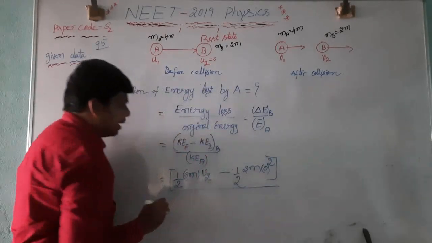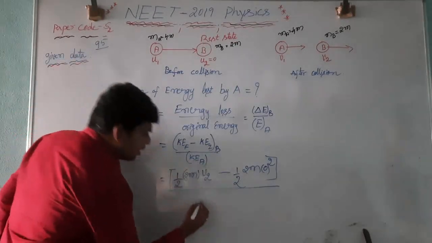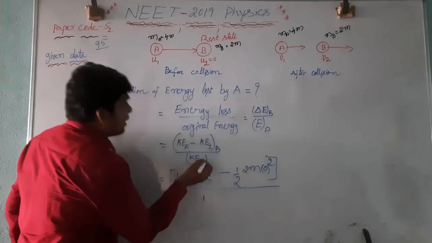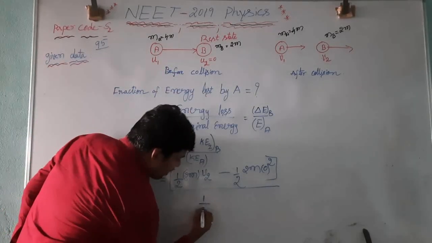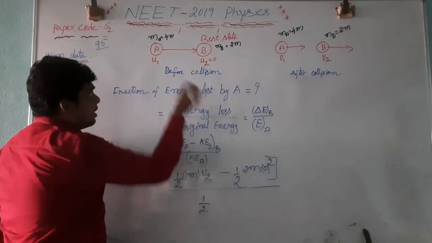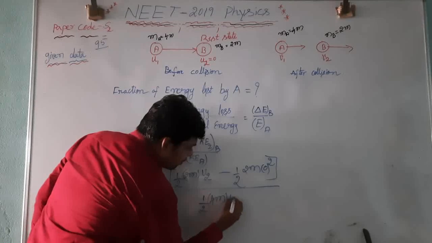Divided by the kinetic energy of body A. What is the kinetic energy of body A? That is nothing but the original kinetic energy. Original kinetic energy is before the collision. So you take that as such. What is the mass of body A? 4m. What is the initial velocity? u1.